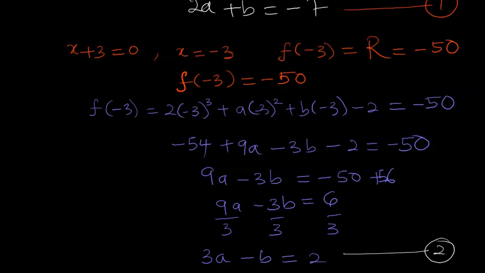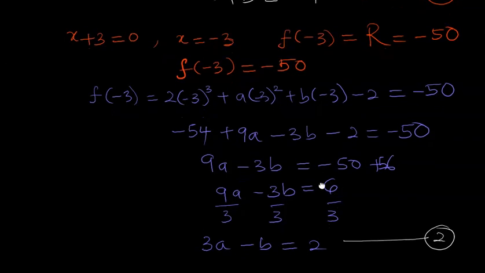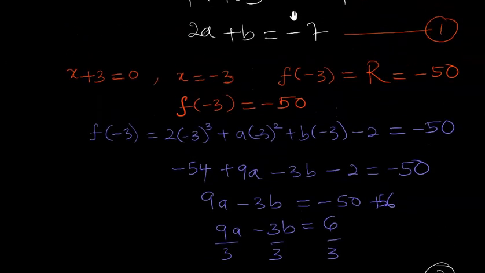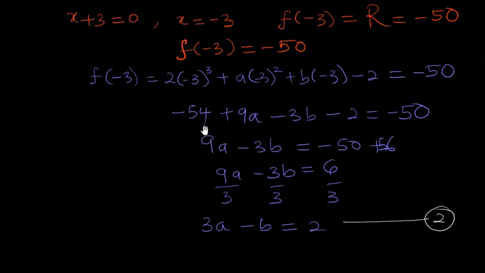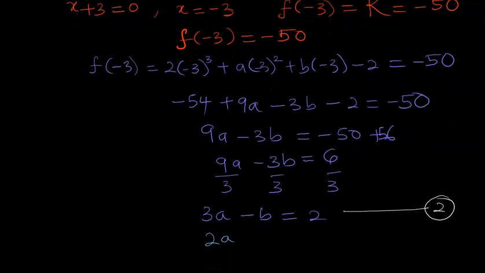So we're going to solve equation 1 and 2 together. For equation 1, let me bring equation 1. Equation 1 is 2a plus b minus 7, because this is equation 1. So that's 2a plus b minus 7. Okay, let me say this is equation 3.